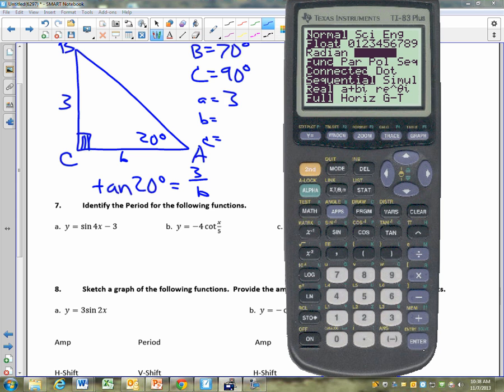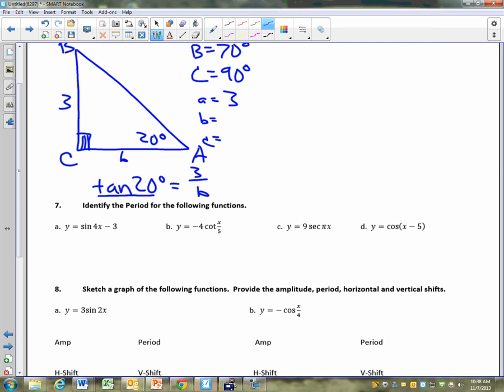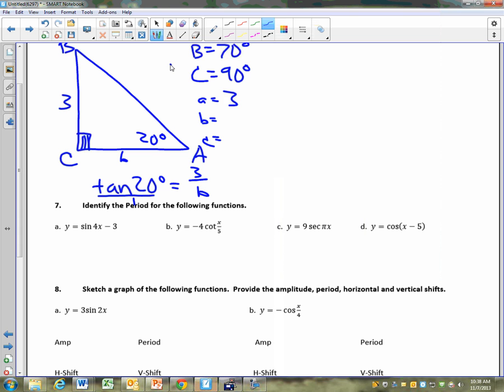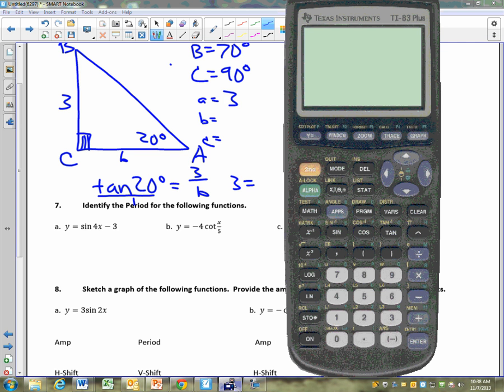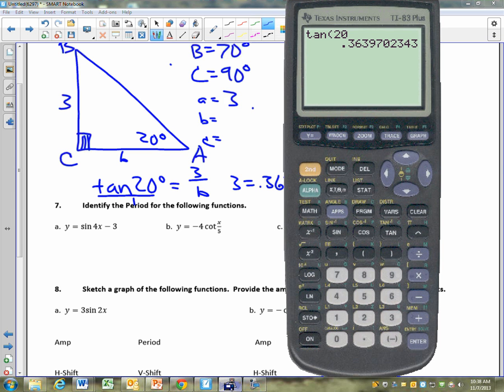So for those of you who might take the ACT again, this is a good practice for you to see this trigonometry again. Because there's a decent amount of trig on there. So, as we multiply, we get 3 equals 0.3639 times B. And we take 3 and we divide it by that result, you get 8.24.